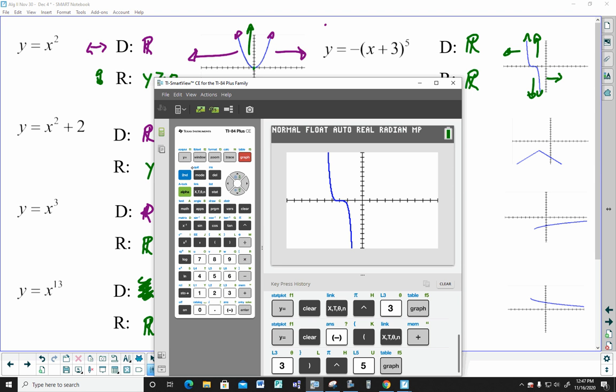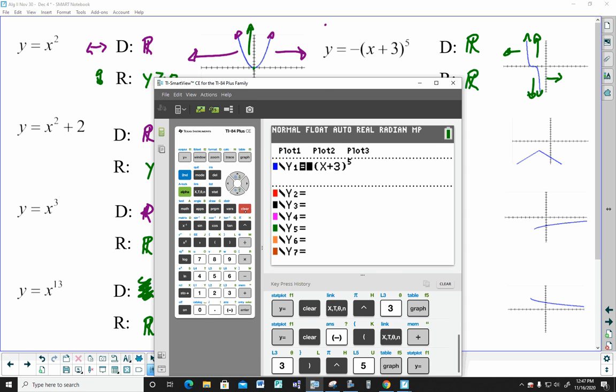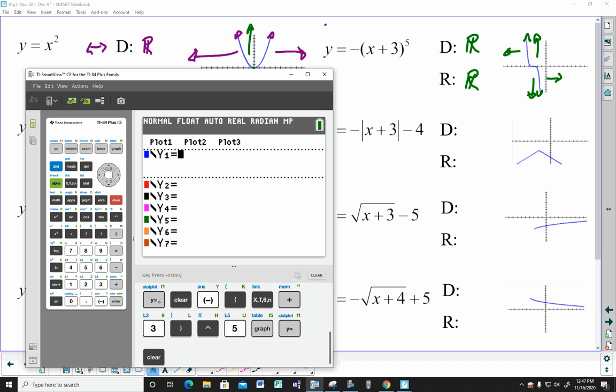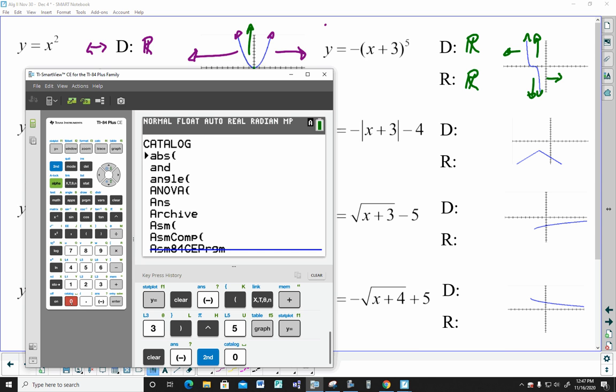Okay, so y equals, I'm going to clear this out. Again, it's the negative, so I need to hit the negative button. Now I need to get this absolute value on there. The fastest way to find it is in this catalog down here, which has a list of all the functions possible. If you notice it's in blue, if I hit second, the blue key, catalog, it's the very first one. Just hit enter.